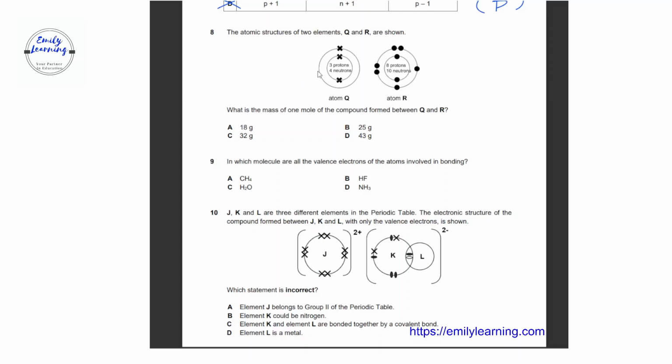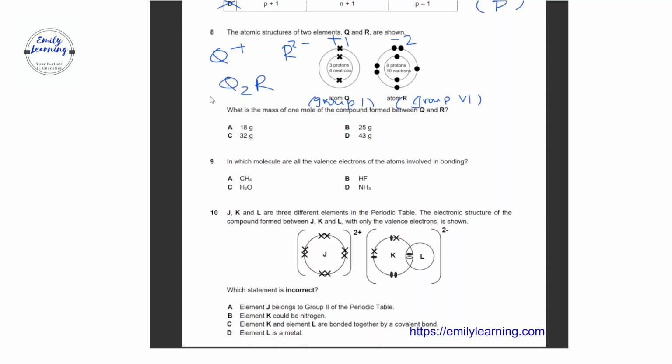So if you look at atom Q, it has 1 valence electron. So in other words, atom Q is in group 1. If you look at atom R, it has 1, 2, 3, 4, 5, 6. It has 6 valence electrons. So it's in group 6. So we know that group 1 forms an ion with a charge of plus 1 and group 6 forms an ion with a charge of minus 2. Right? So you have Q plus and R2 minus. So what is the formula? It will be Q2R. So the formula of the compound is Q2R.